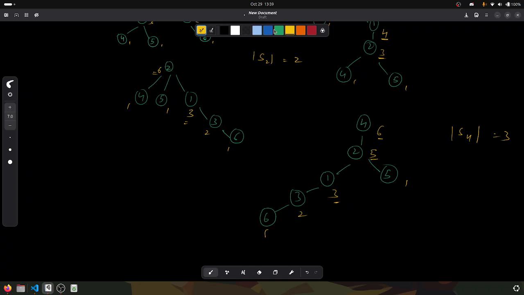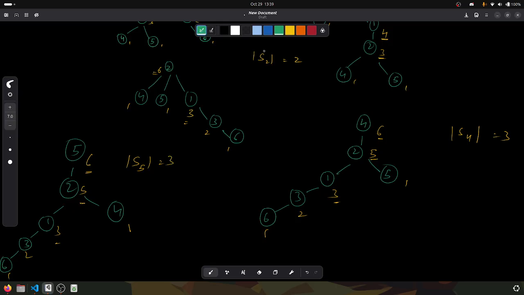Let's root the node at 5. So 5 and 4 are symmetrical, so it will be the same. Again 6, 5, 3, 2, 1, 4, 1. So again 3 nodes, so S5 is also 3.